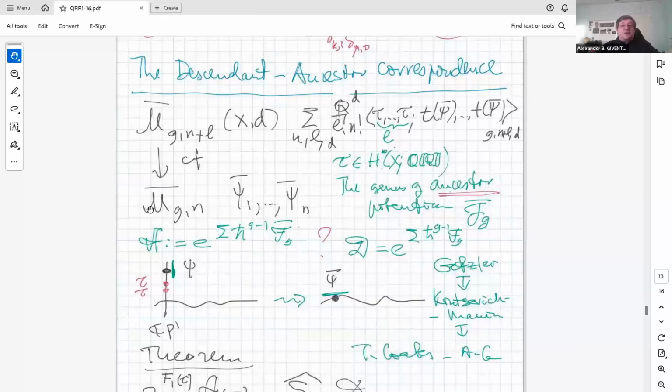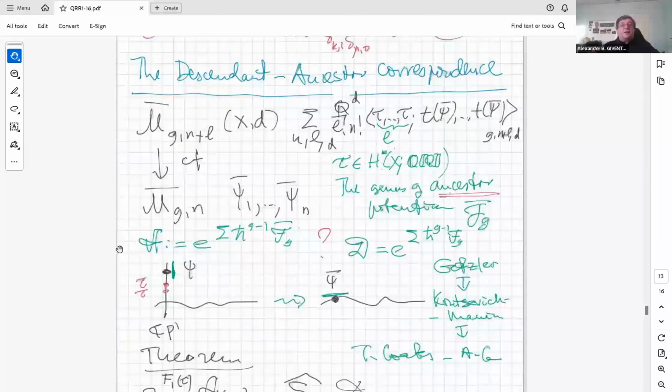So therefore, altogether, if I combine all genera, I can form this total ancestor potential. This bar indicates that I'm using these new generating functions. And everything, this A, depends on tau as a parameter. And the question is, can we indeed express this invariance in terms of the descendant potential? So how are they related?